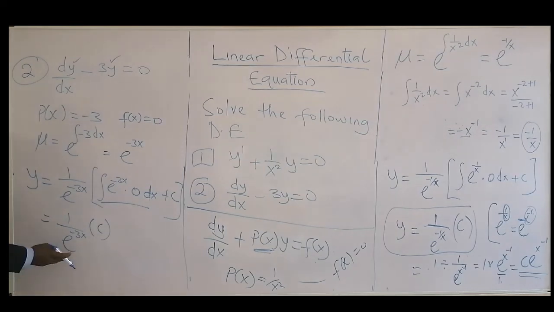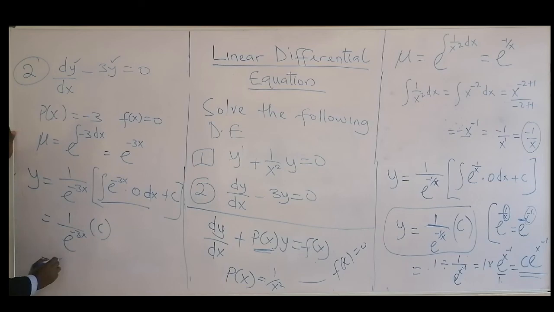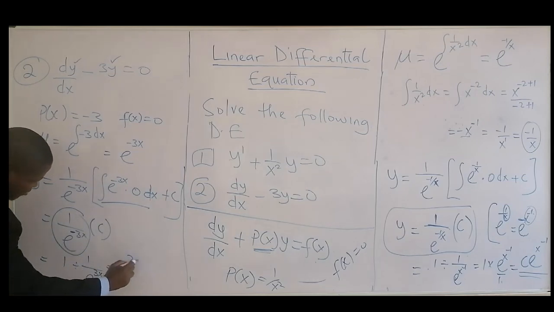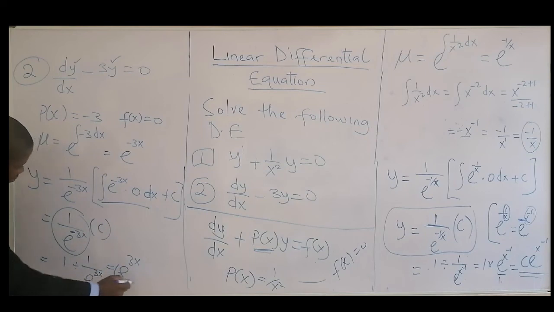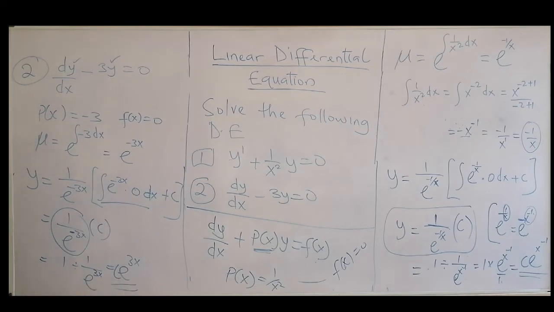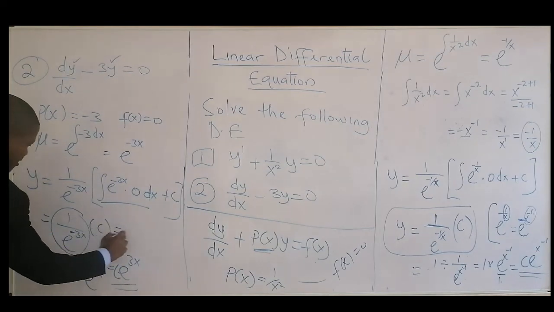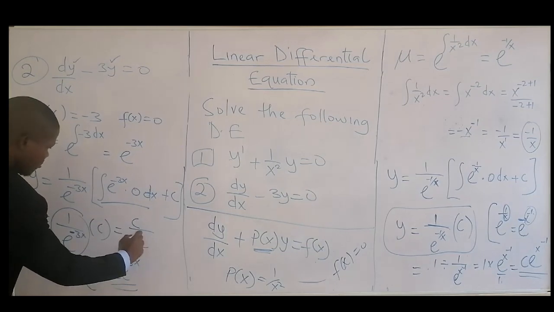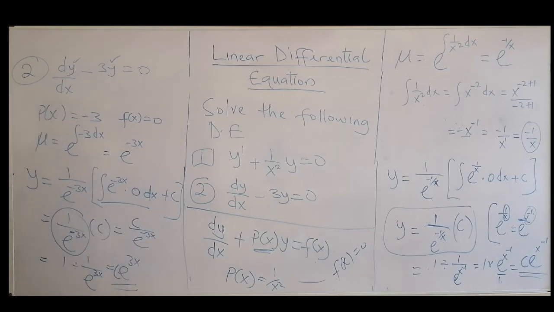If you want to simplify this also, this will be equal to 1 divided by the minus here, that will be 1 over e^(-3x), which is e^(3x) times c. So that'll be your answer. And you can leave it this way also, as c over e^(-3x). It's also correct. The choice is yours.